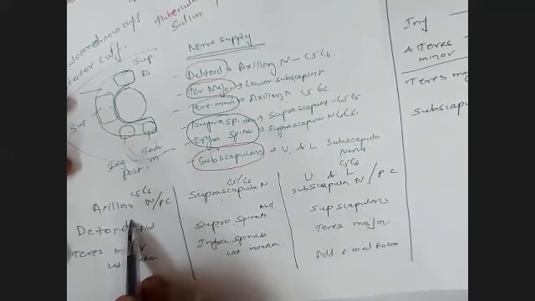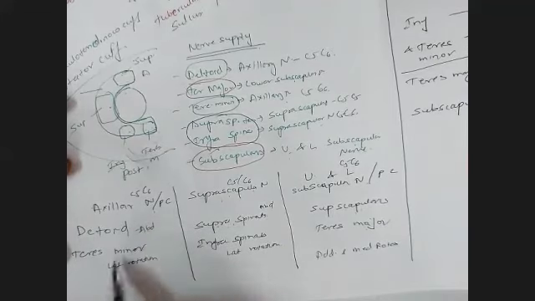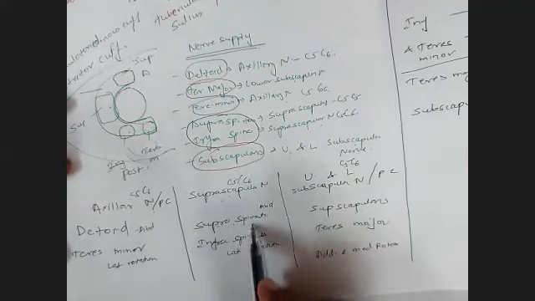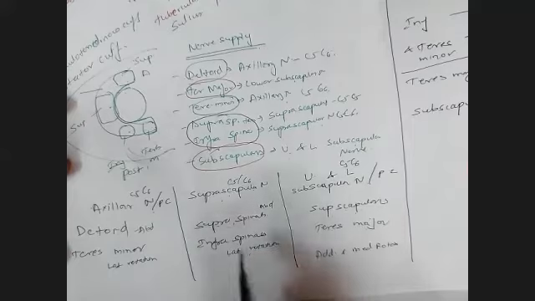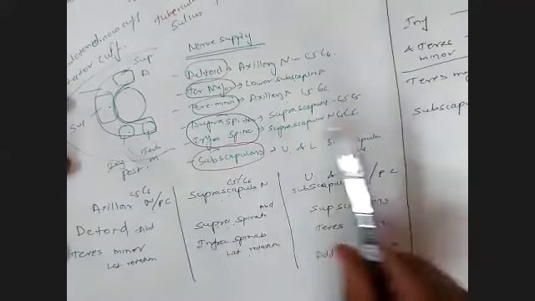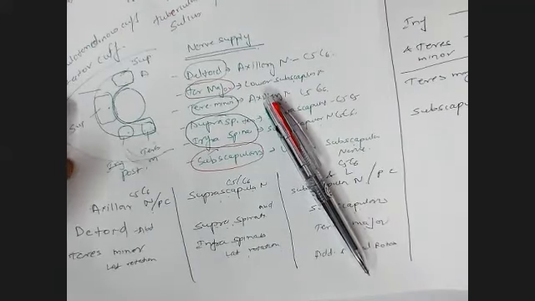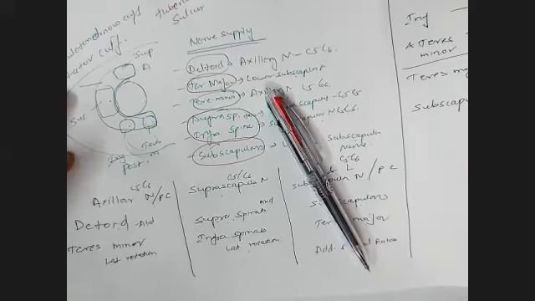Now the remaining 2 groups, axillary nerve supplying deltoid and teres minor, one is abductor, one is lateral rotator. Suprascapular nerve supplying supraspinatus, infraspinatus, one is abductor, other is lateral rotator. This is how you remember the scapulo-humeral muscles, their origin, their insertion, their nerve supply, and their action.